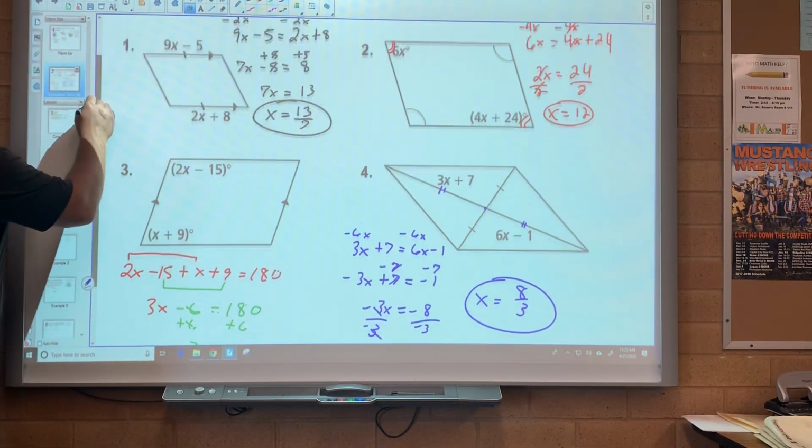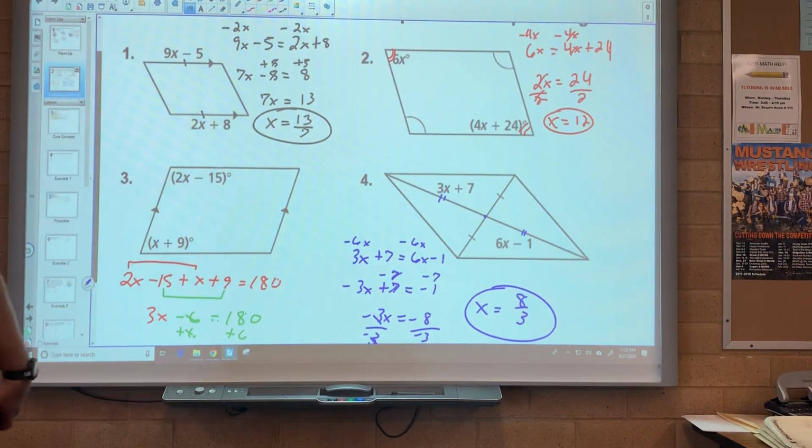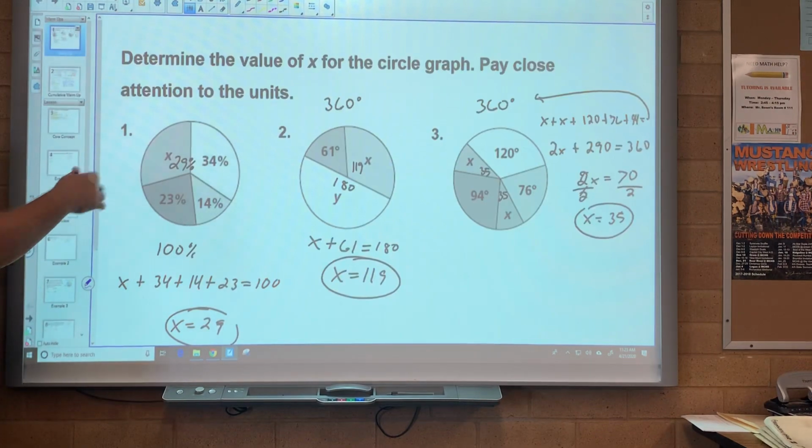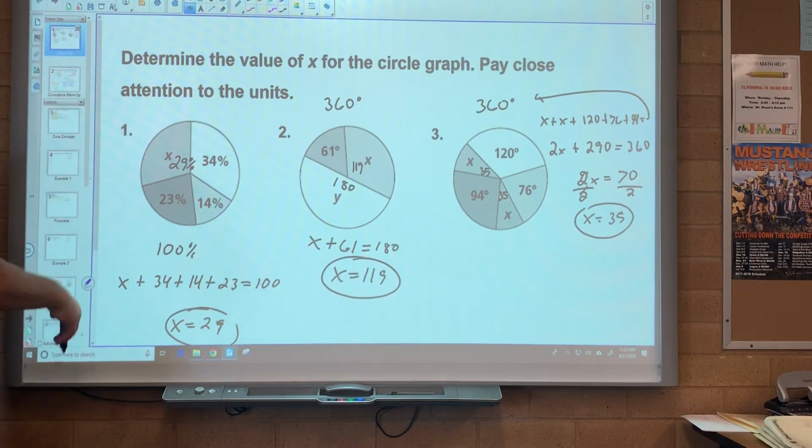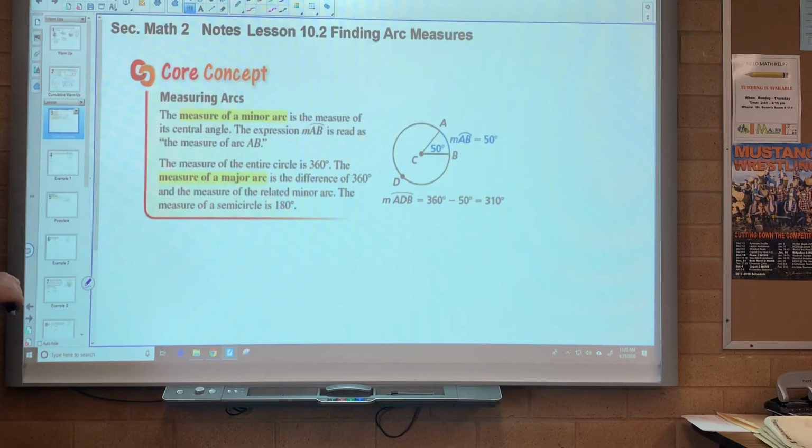So that's a review over how to find different things off of a parallelogram and how to solve the circle, okay? How to solve the circle, find all the angles inside of it, okay? Well, we're going to move right on into the lesson. Finding arc measures. Finding the arc measure is pretty simple.